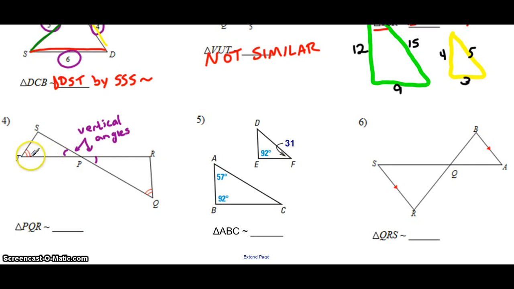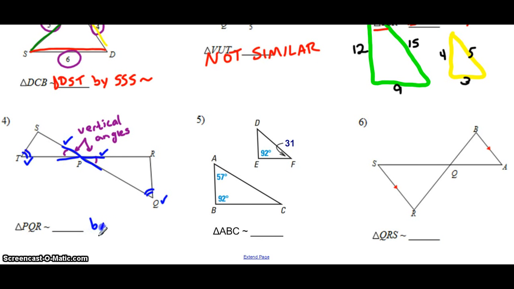So in problem number 4, we're already given that angle T is congruent to angle Q. And we know that because angle T and angle Q both have these two tick marks on them. So that gives us one pair of congruent angles. But if we're going to use the angle-angle similarity theorem, we need two pairs of congruent angles. Where's the other one? Well, it turns out that angle SPT, this angle right here, and angle RPQ, this angle right here, those are vertical angles. And we know that vertical angles are always congruent. They always have the same angle measure. So that gives us our second pair of congruent angles.